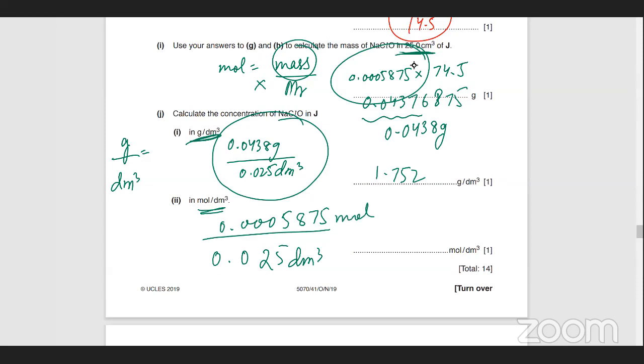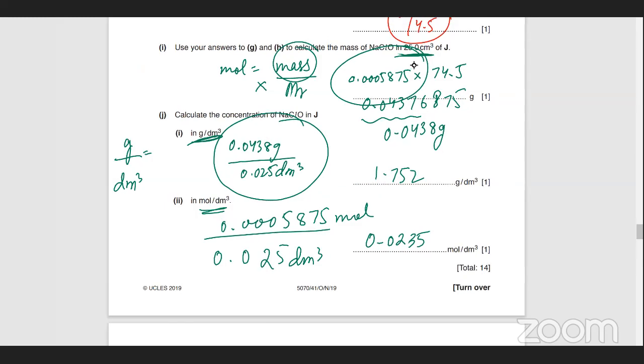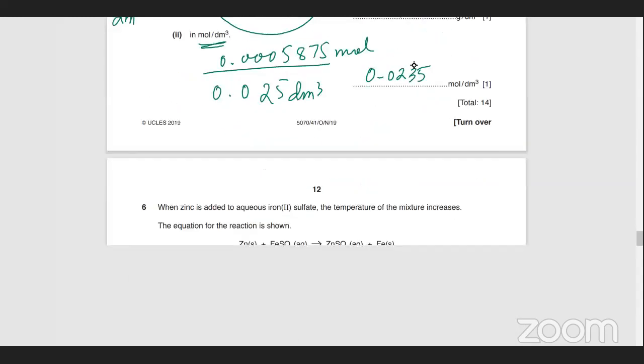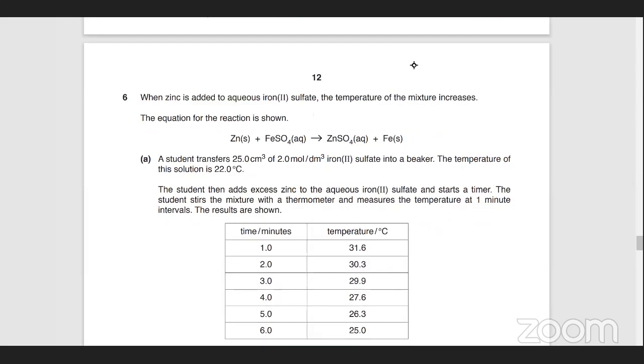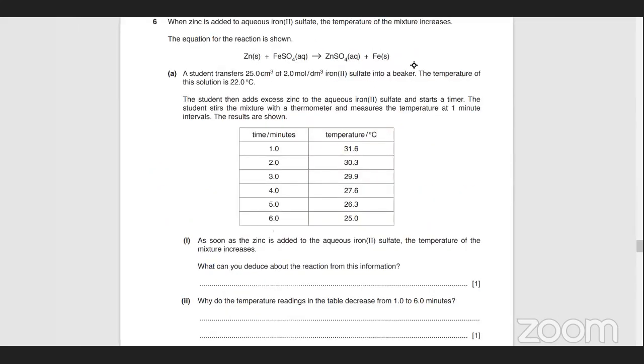So it's going to be 0.0005875 equals, divided by 0.025. So that gives me 0.0235. Yeah, that's your 14-mark question. And remember, all moles, do one or two more ATP questions like this for practice, okay. So it's going to help you a lot.